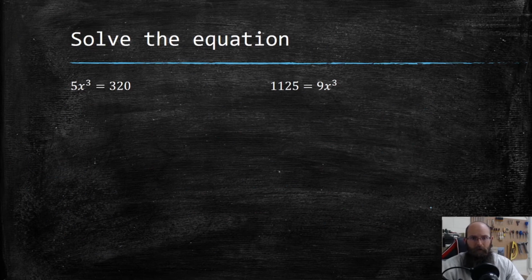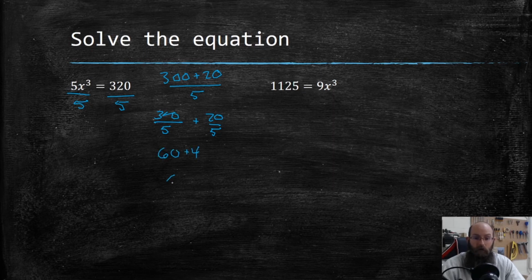All right, here, a little bit more work, right? I need to divide both sides first by whatever number is in front of that x, my variable. So divide by 5, divide by 5. I know, kids, I don't give you a calculator, but 300 plus 20, right? That's the same thing as 320. Divide all that by 5. So 300 divided by 5 and 20 divided by 5. 300 divided by 5, well, 30 divided by 5 is 6, so 60, plus 4, so 64. Cool. X cubed equals 64.